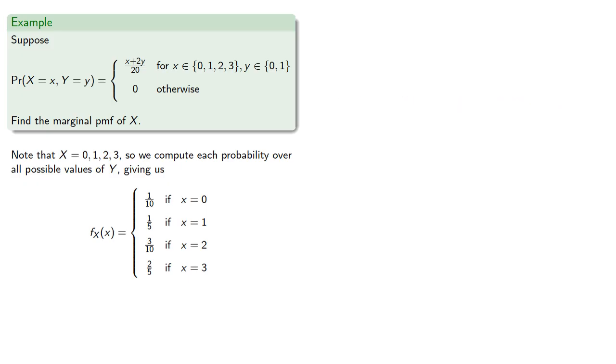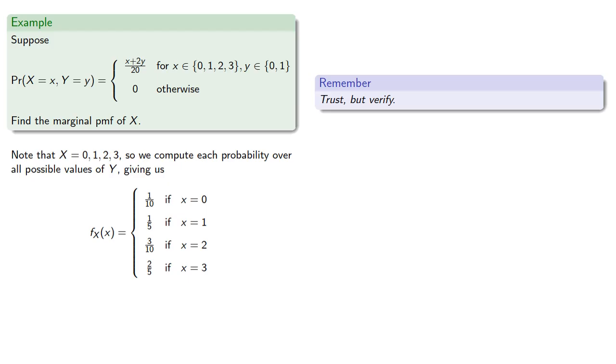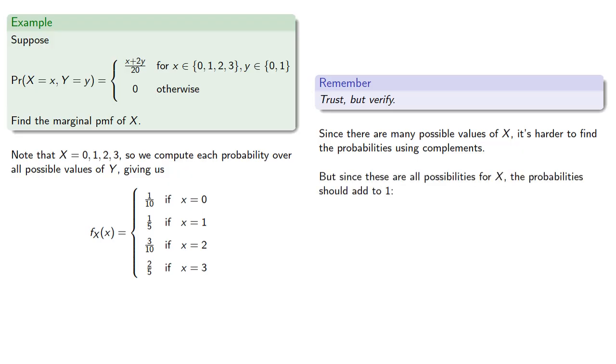Remember, no computer ever got fired for making a mistake. Trust, but verify. Since there are many possible values of x, it's harder to find the probabilities using complements. But since these are all possibilities for x, the probability should add to 1. So let's add them up and verify that they do, in fact, add to 1.